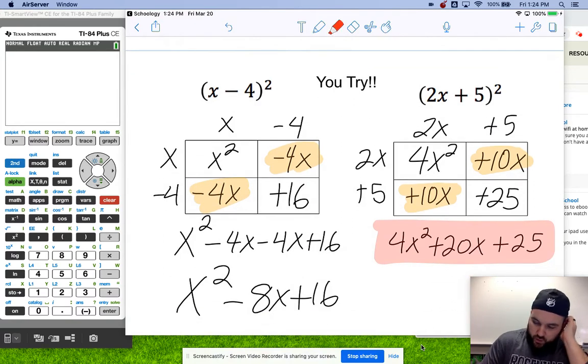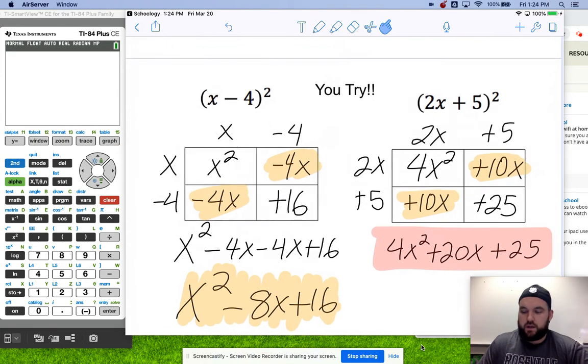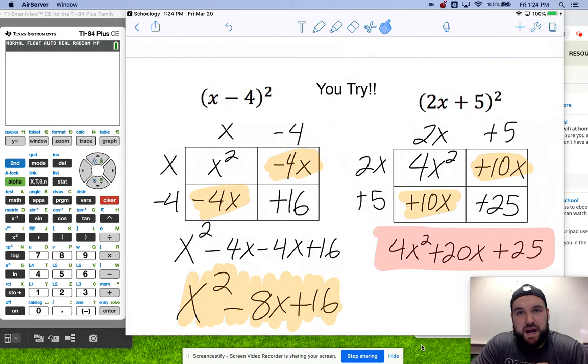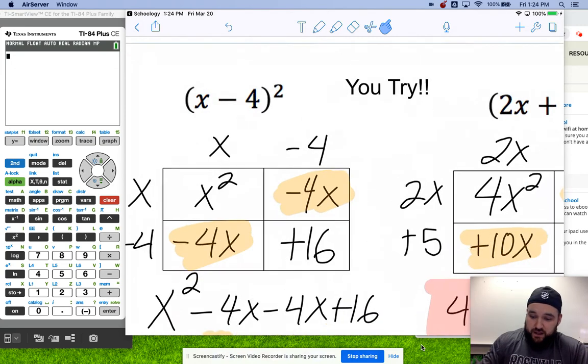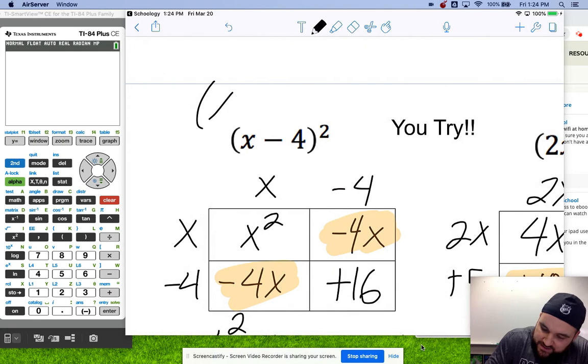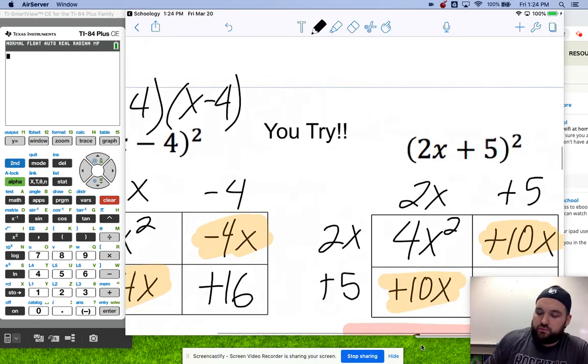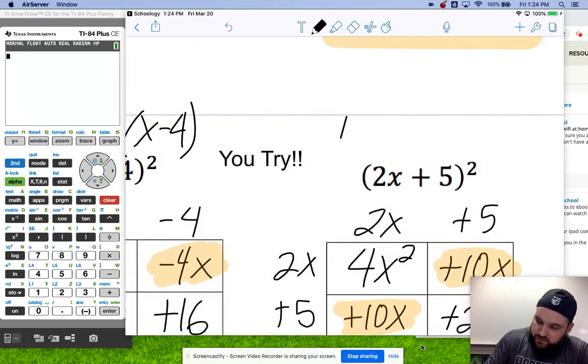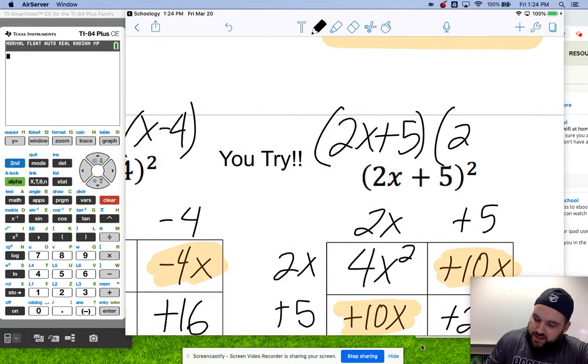Okay, you are writing this problem. You're multiplying and combining like terms, basically. So if you see a second power outside of parentheses, don't distribute that squared. Write it out twice. Take the 4 seconds it takes to write it out like this, so you don't make any silly mistakes. 2x plus 5 squared means 2x plus 5 times another 2x plus 5.